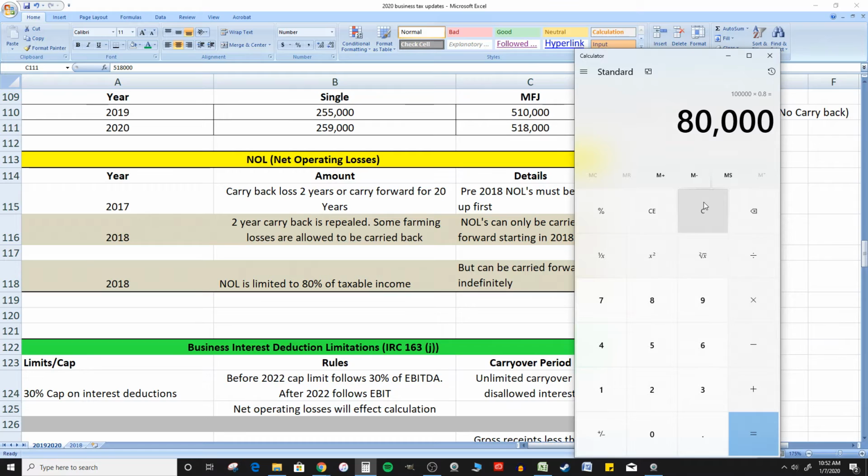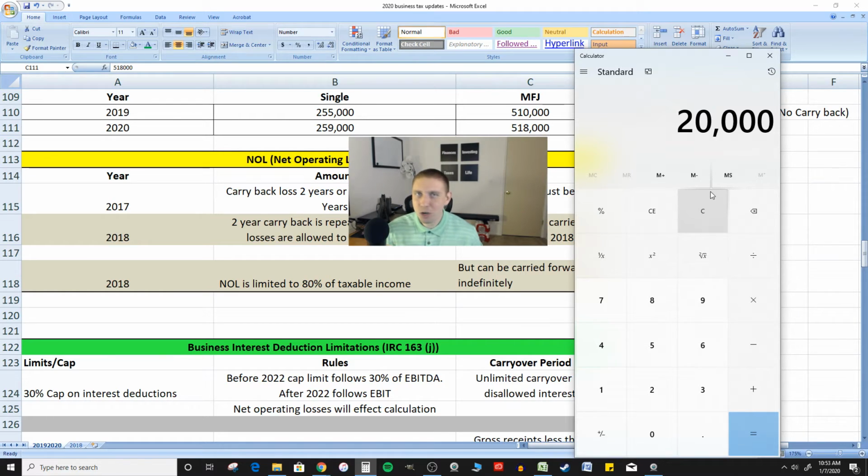So they could deduct $80,000 of that loss in that tax year. The portion of that, the $20,000, would carry forward to a future tax year where it can be deducted there. So even though they had this large NOL, they still might pay some tax that year because the NOL is no longer allowed to wipe out that person's entire taxable income.